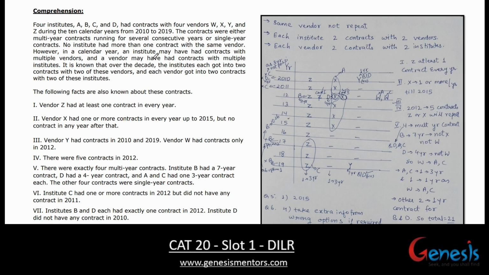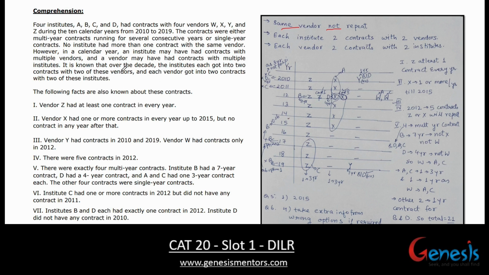No institute had more than one contract with the same vendor, which means the same vendor does not repeat. However, in a calendar year, an institute may have had contracts with multiple vendors, and a vendor may have had contracts with multiple institutes in the same calendar year.